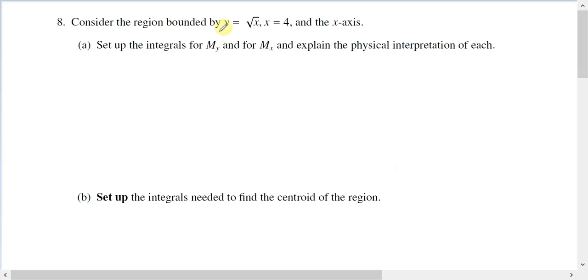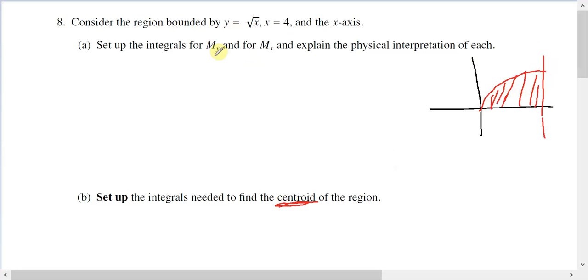Number 8, we've got this region that's formed by y equals square root of x, x equals 4, and the x-axis. So we can draw that. We don't really need it for the problem we're going to work, but here's what it looks like. Square root of x out here at x equals 4 and the x-axis. So the region is that region there, and that's going to be some sort of solid that I want to find. Ultimately, I want to find the centroid for it.